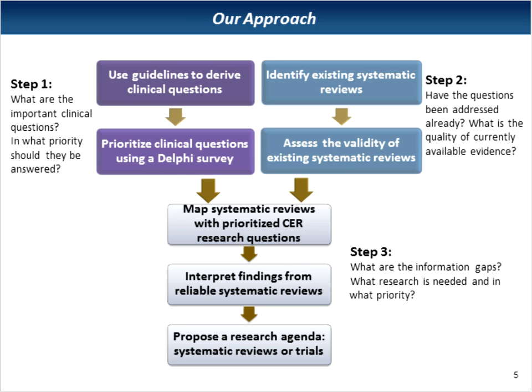And in step 2, we want to know, have the questions been addressed already? And what is the quality of the currently available evidence? To do that, we have to search for and identify existing systematic reviews, not only Cochrane reviews, but also the non-Cochrane reviews. And then we assess the validity of the existing systematic reviews. By doing step 1 and step 2, we are able to address what the information gaps are and what research is needed in what priority.